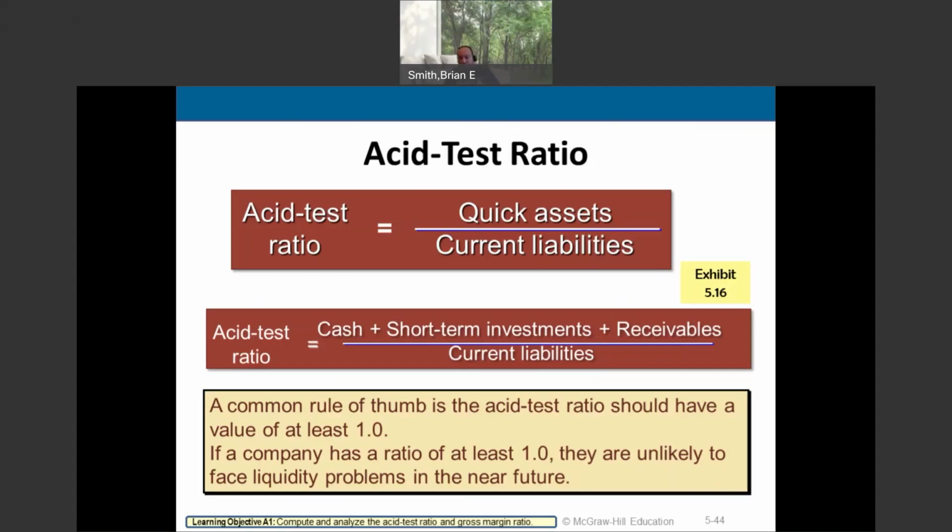But if you end up with 3, 4, 5 as your ratio, that's too high, in my opinion. You just have way too many liquid assets. Do something with it. Short-term investments, turn them into long-term assets. Make more money on it. Usually the market will reward you for a longer-term investment than if you're just day trading. So that's kind of the concept here.